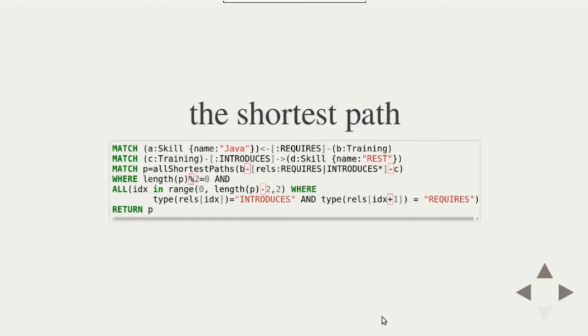Then the question is how to do it. Requires, introduces. So what we are doing here, we take the length of the path, -2, and range 2. Okay? So what we will have? 0, 2, 4, 6, 8, 10 in this collection. And then we say, okay, if the type of the first relation is introduces and the type of the next relation, so index +1, is requires, then it's okay. Nice? Nice, it fixes my problem.